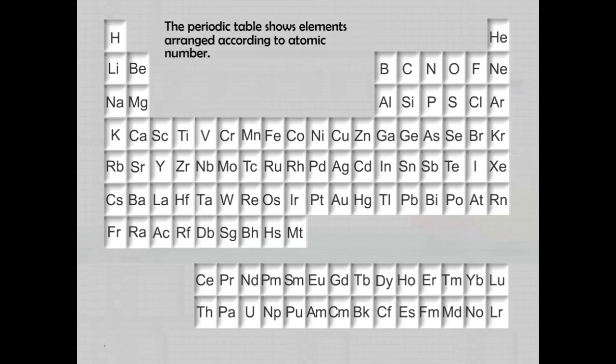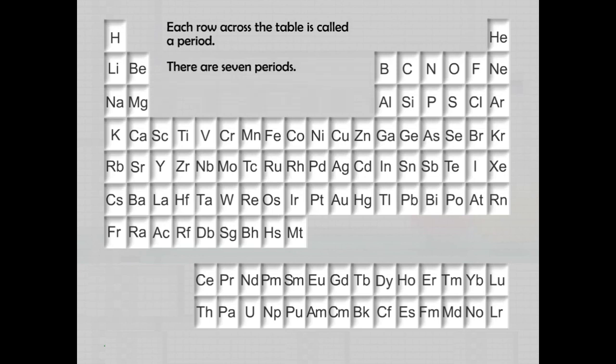The periodic table shows elements arranged according to atomic number. Atomic number is the total number of protons in the nucleus. Each row across the table is called a period. There are 7 periods. Each element in the period has the same number of electron shells.